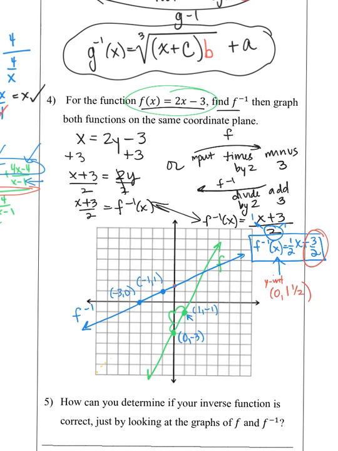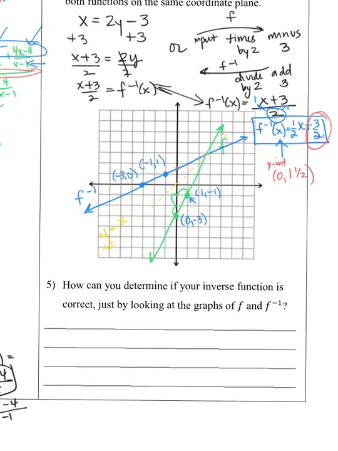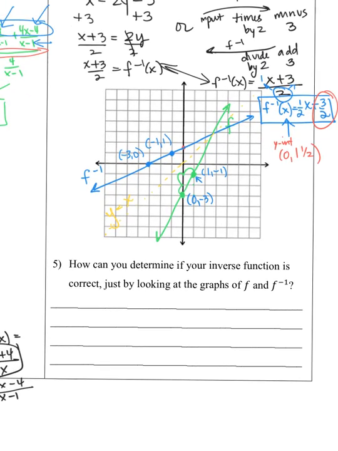And it should follow that they are reflections over the identity function or the line y equals x, which you can see they are. And that kind of answers question number 5, how you determine if your inverse function is correct just by looking at the graphs. And that's just, they need to reflect over the line y equals x, or the identity if you want to call it that.